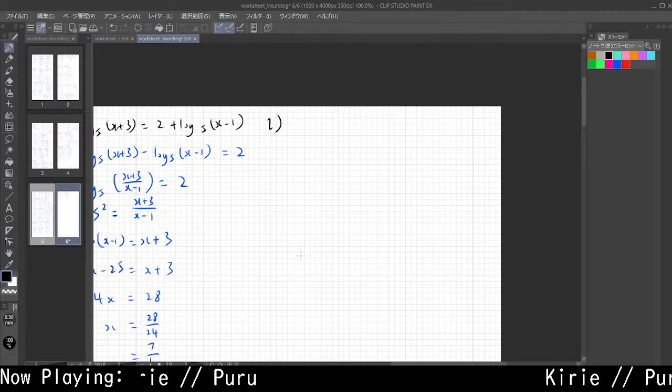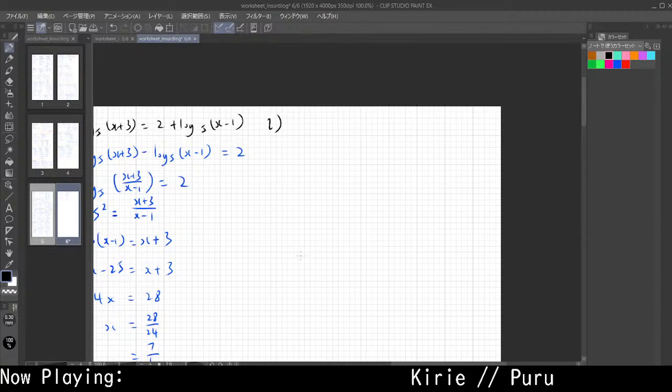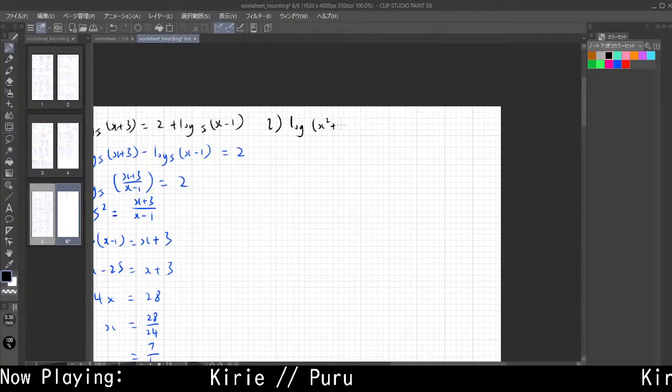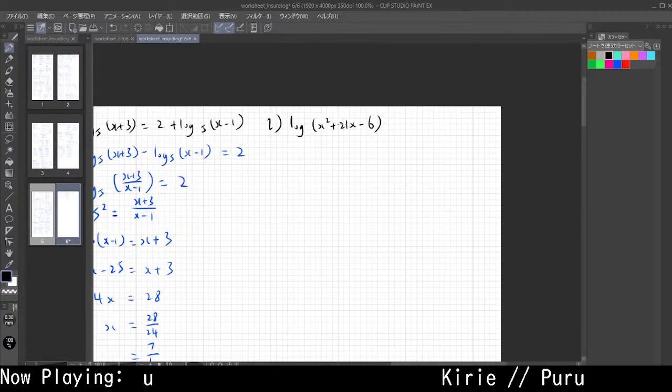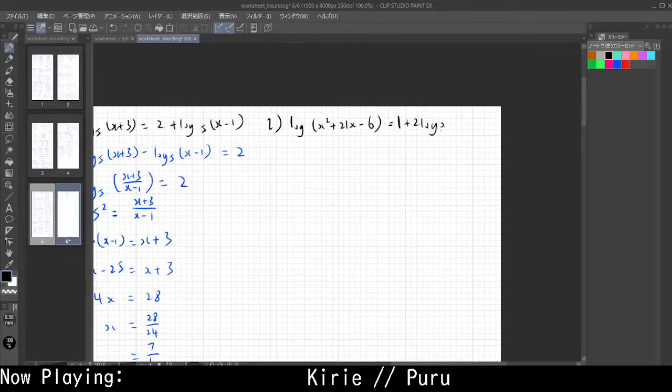This is log base 10. So what this means is that, let me just put it out first. The thing inside here is not factorizable at all, so let's leave it as is.